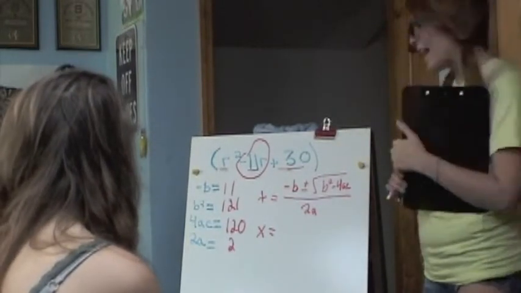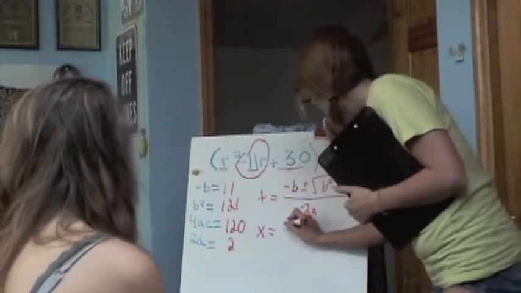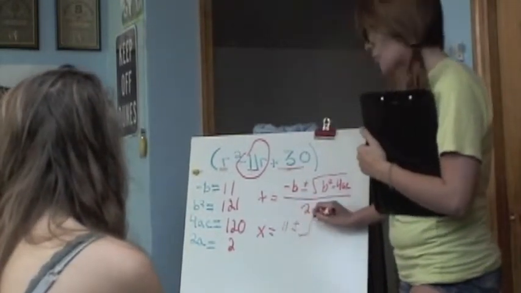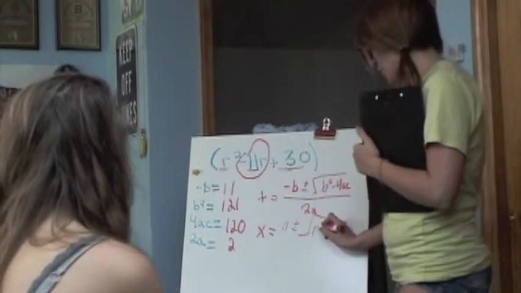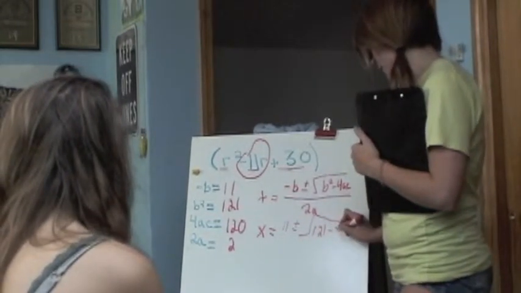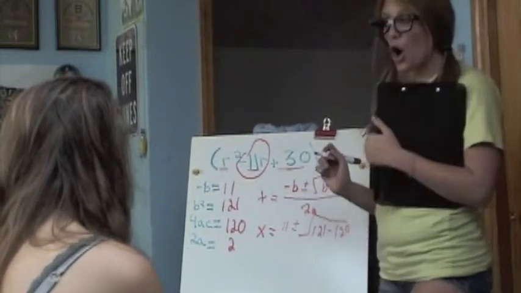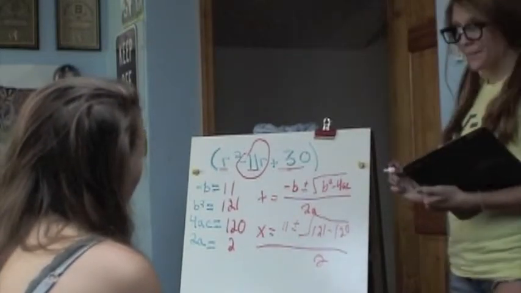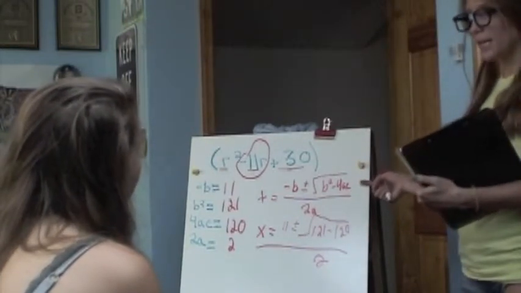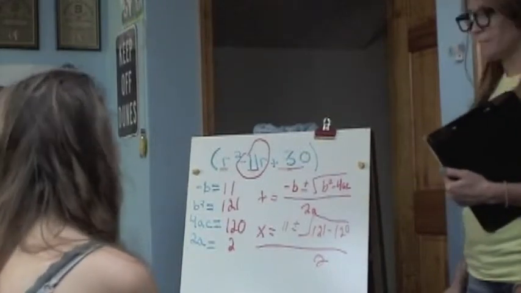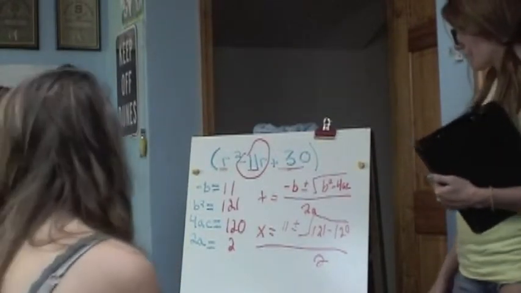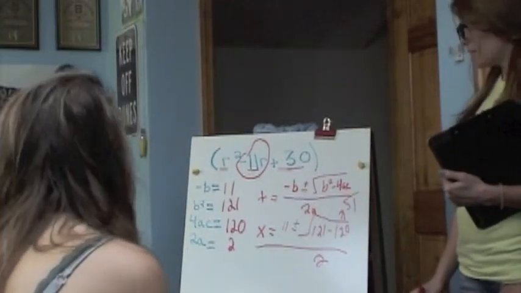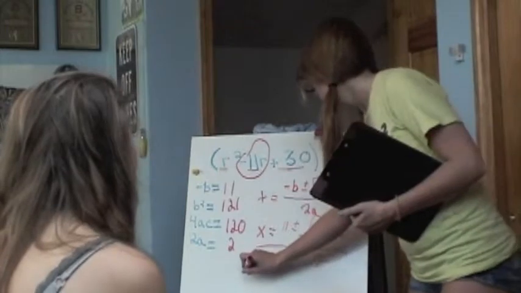Now, let's plug in our values. Negative b, 11, plus or minus the square root of 121 minus 120, all over 2. When we compute this, what do we get, Courtney? 121 minus 120 is 1. So the square root of that is just 1. Correct. Okay, so it's going to be 11 plus 1 over 2.